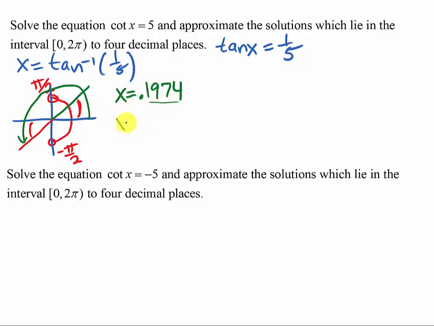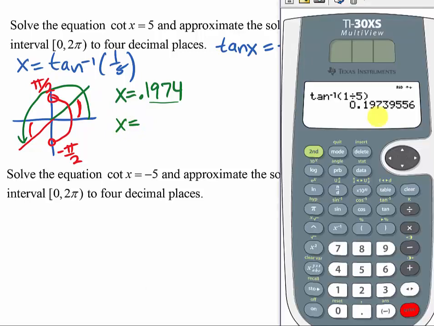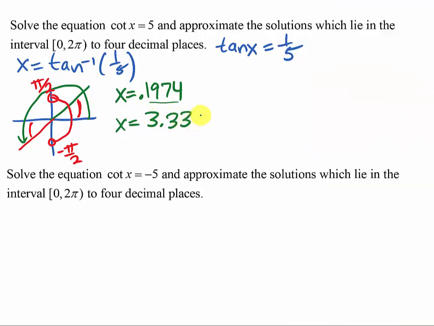So I can get a second solution if I go ahead and take the calculator, and I've already got the angle in there, if I add pi to it. And that's going to be 3.3390. So here are our two solutions on the interval between 0 and 2 pi that solve the cotangent x equals 5 equation.